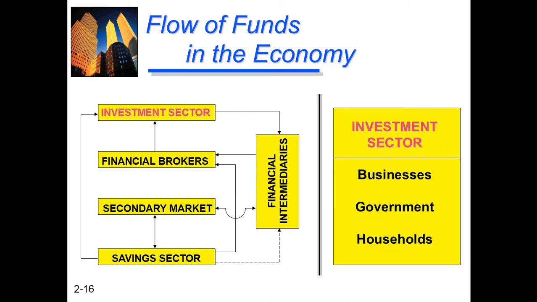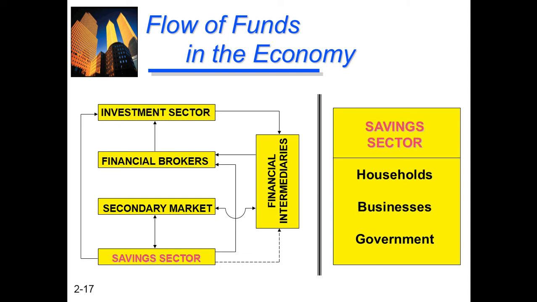Flow of funds. In the financial market, we study the flow of funds. It means we study different sectors of the financial market. First is the investment sector: businesses and government. You can invest your money in business. You can invest your money in government. Before, I told you about treasury bills, which are offered by the government. The households are also part of the investment sector.